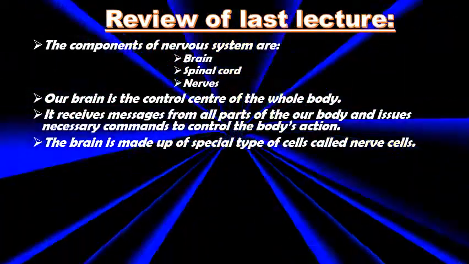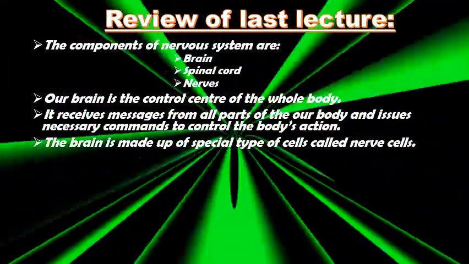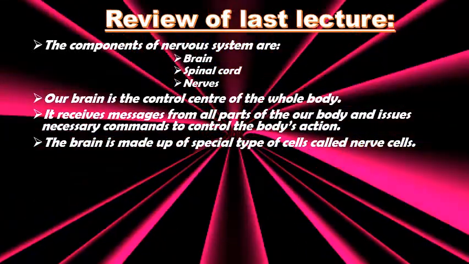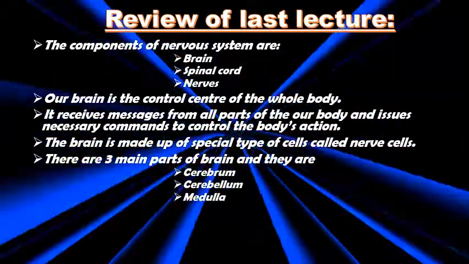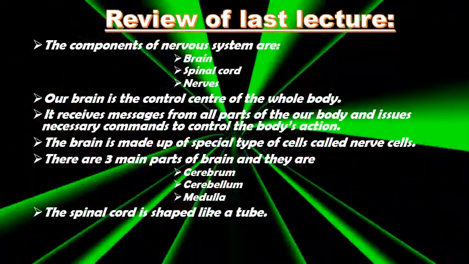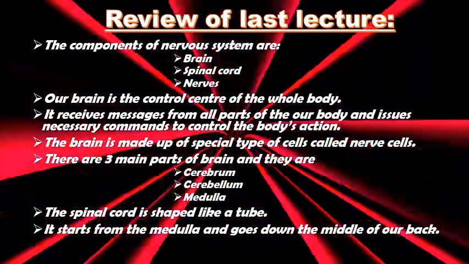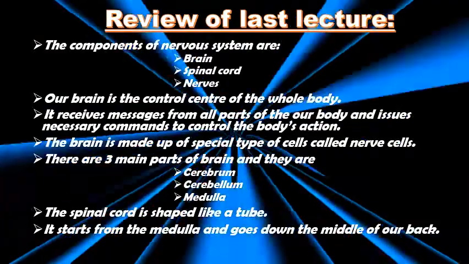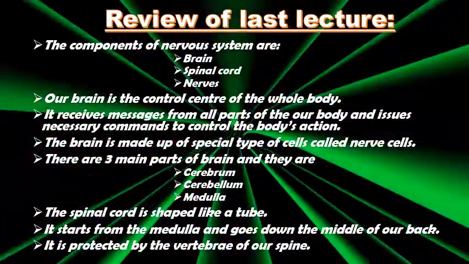The brain is made up of special kinds of cells, and these cells are known as nerve cells. Whenever you hear the word nerve cells, they always indicate the cells of our nervous system. It means they are related to our brain. There are three main parts of our brain: cerebrum, cerebellum and medulla. The spinal cord is shaped like a tube. It starts from the medulla and goes down to the middle of our back. So these are the main points from our last lecture. So we are going to continue our lecture. Let's begin.